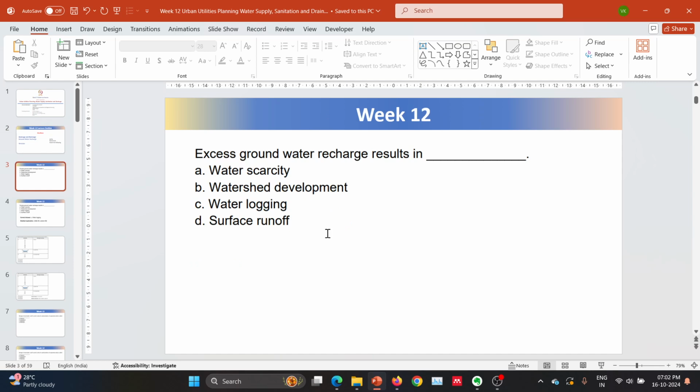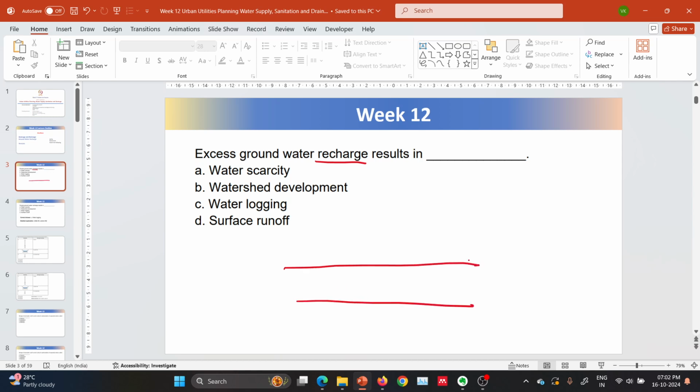Excess groundwater results in... Recharge means, like our phones, we recharge them. Likewise, we will recharge the groundwater that is depleted, which is exploited through pumps or something. So let's understand what is recharge.